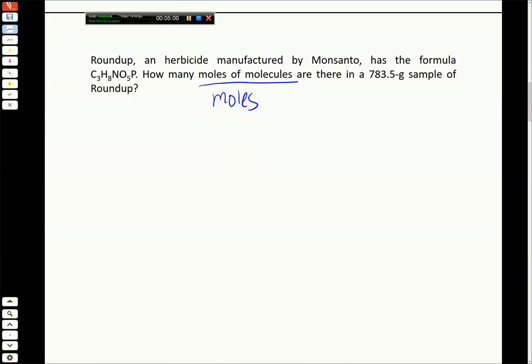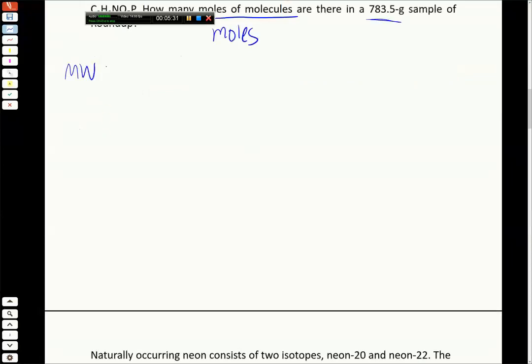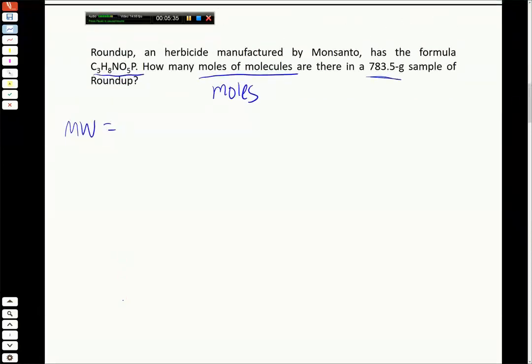So this is a molecular compound. It's all non-metal elements, so it's a molecular compound with this formula. And so when you convert grams into moles, what you're really saying is how many moles of molecules are there. So maybe that terminology threw a few people off, moles of molecules. It's just a really unnecessarily long way of saying moles. So from there we just have to convert this mass amount into moles. If we're given mass, we need the molar mass to be able to do that. So we need the molar mass, or the molecular weight, of this C3H8NO5P compound.